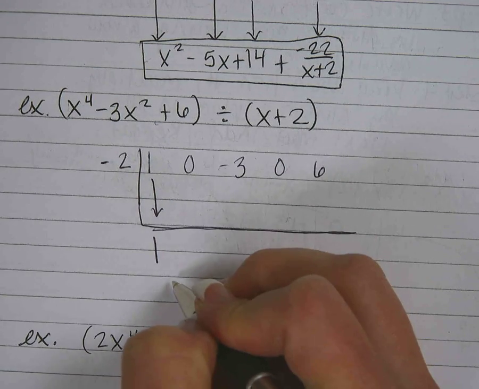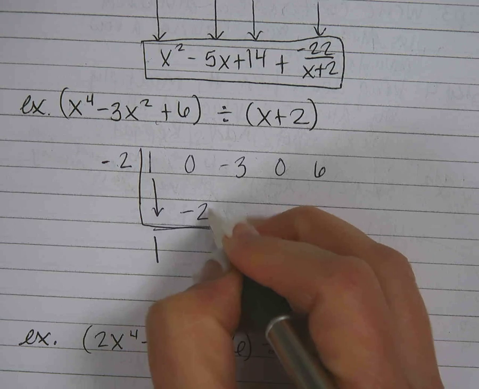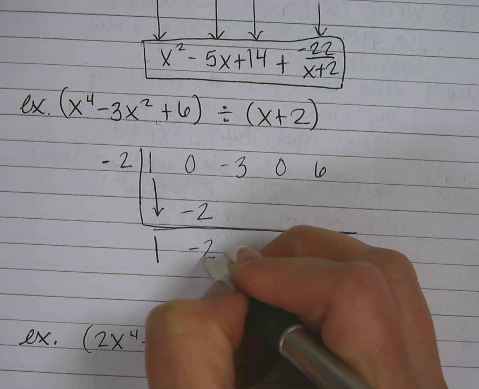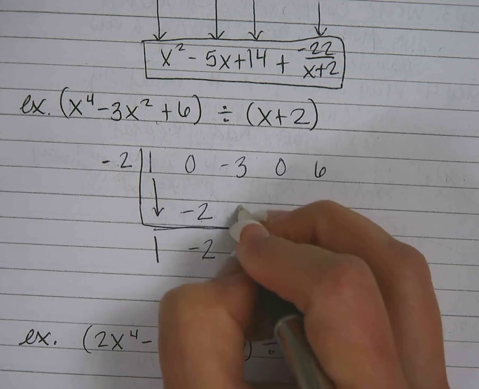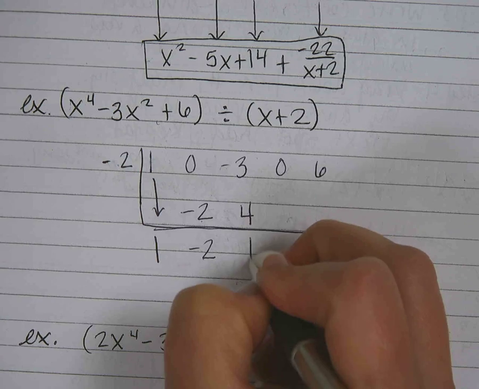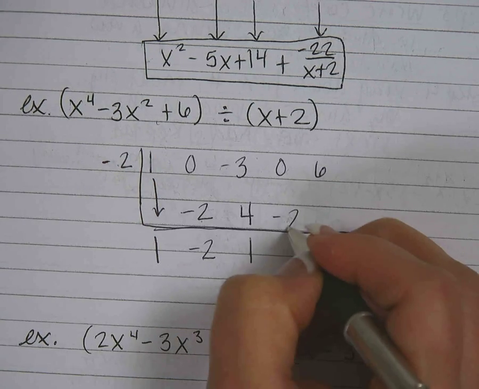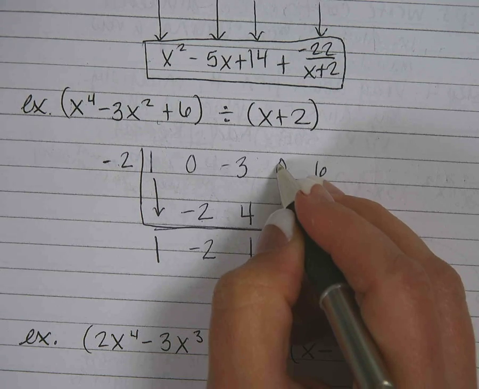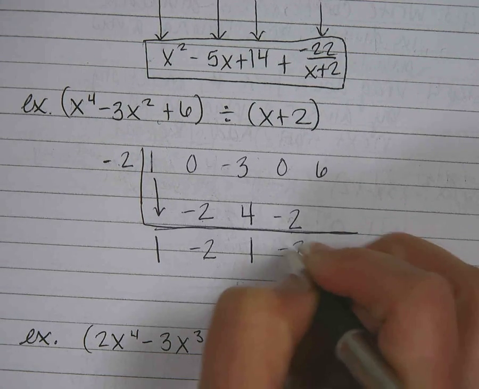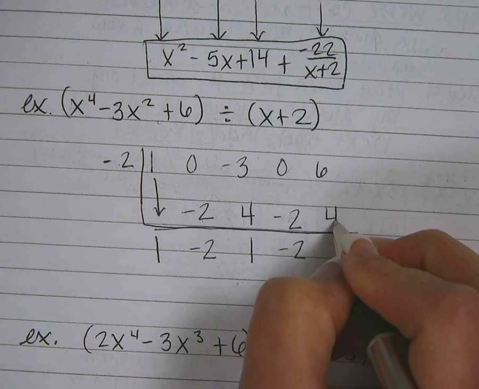1 goes here. 1 times -2, -2. 0 plus -2 is -2. -2 times -2 is +4. -3 plus 4 is 1. 1 times -2 is -2. 0 plus -2 is -2. -2 times -2 is +4. 6 plus 4 is 10.